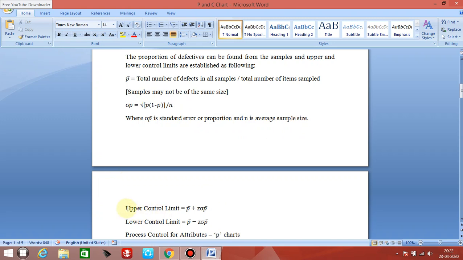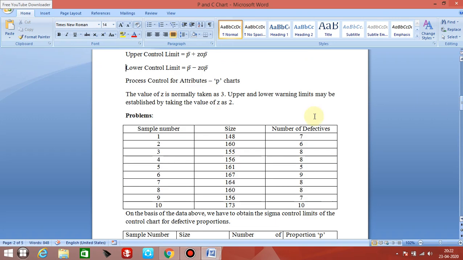Now, the control limits are defined as P bar plus minus z into sigma P bar. What is z? I am coming to that later on. Now, the upper control limit will be P bar plus z into sigma P bar, and the lower control limit will be P bar minus z into sigma P bar.